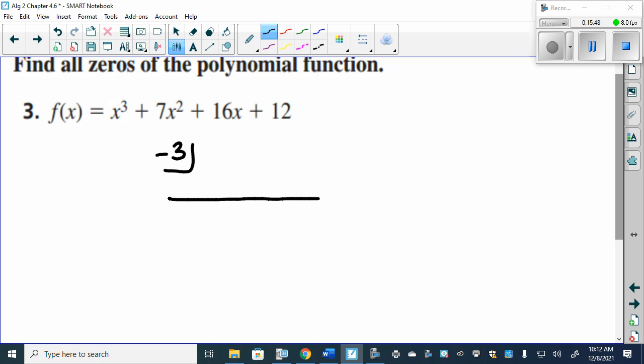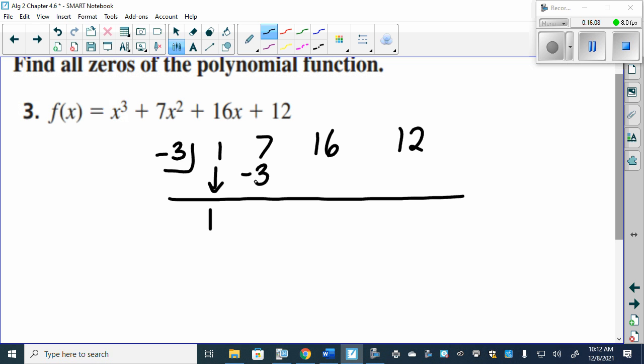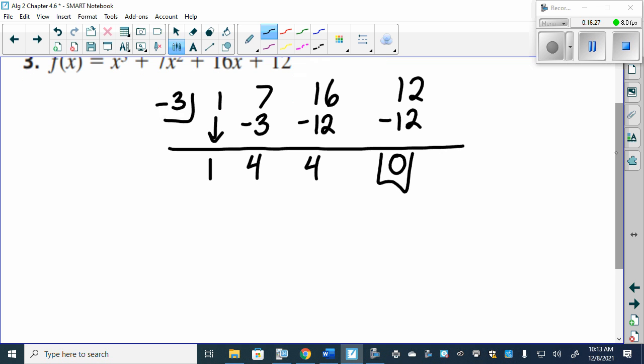I'm just going to pick -3 to start. It really doesn't matter. 1 for x cubed, 7 for x squared, 16 for x, and 12. Bring down the 1 and let's start the synthetic division. -3 times 1 is -3. 7 plus -3 is 4. -3 times 4 is -12. 16 plus -12 is 4. And -3 times 4 is -12, which gives us a remainder of 0, like we wanted.